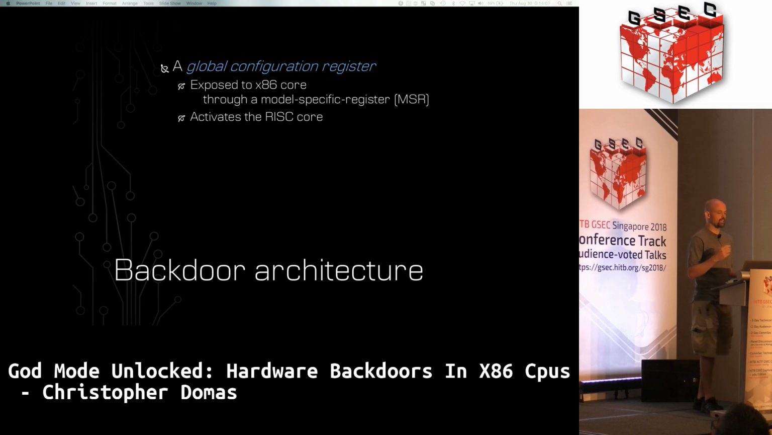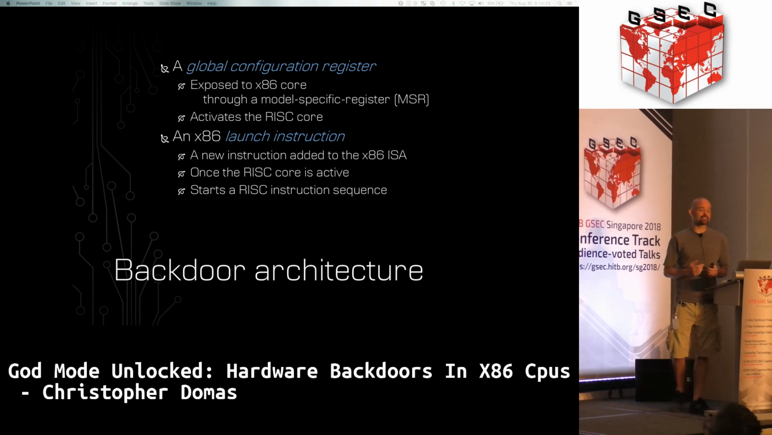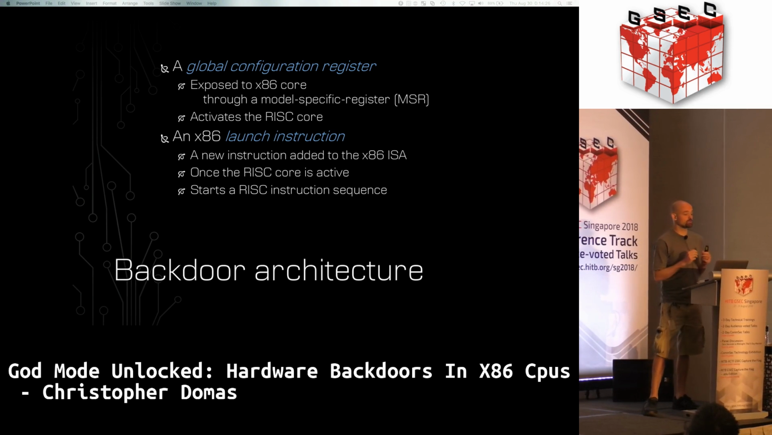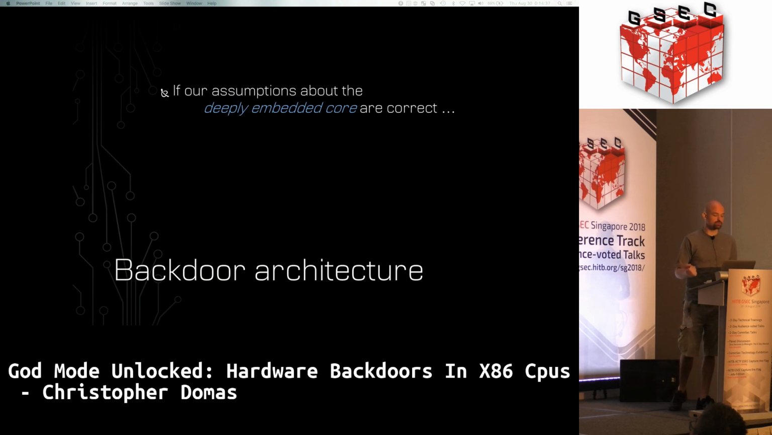It'd basically be a register exposed to the x86 core through what's called a model-specific register, or an MSR. I'll talk about MSRs coming up. But basically, they were saying that you could use this global configuration register to activate this embedded RISC core. They also talked about an x86 launch instruction. It was basically going to be a new instruction added to the x86 instruction set architecture, where once the RISC core is activated, this launch instruction would start a new RISC instruction sequence.